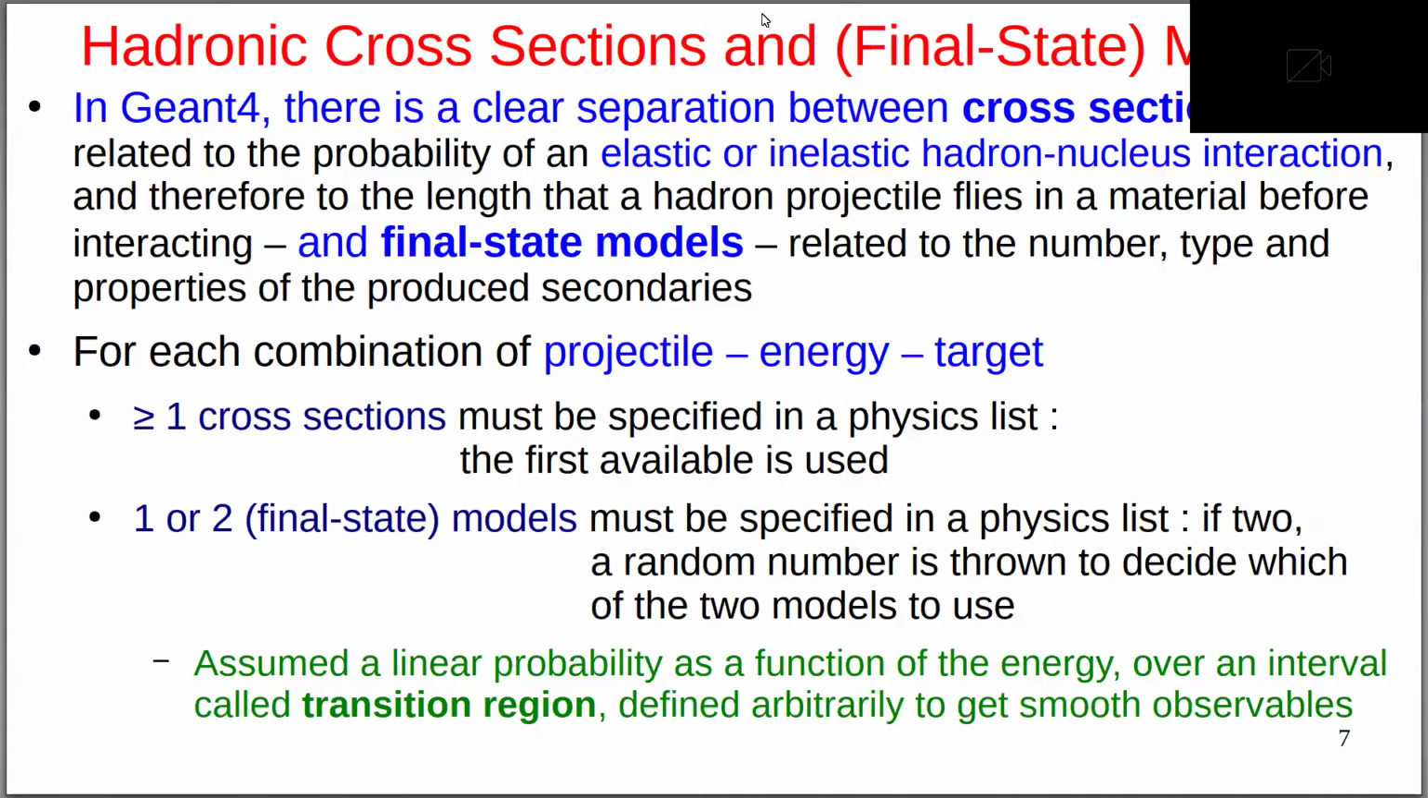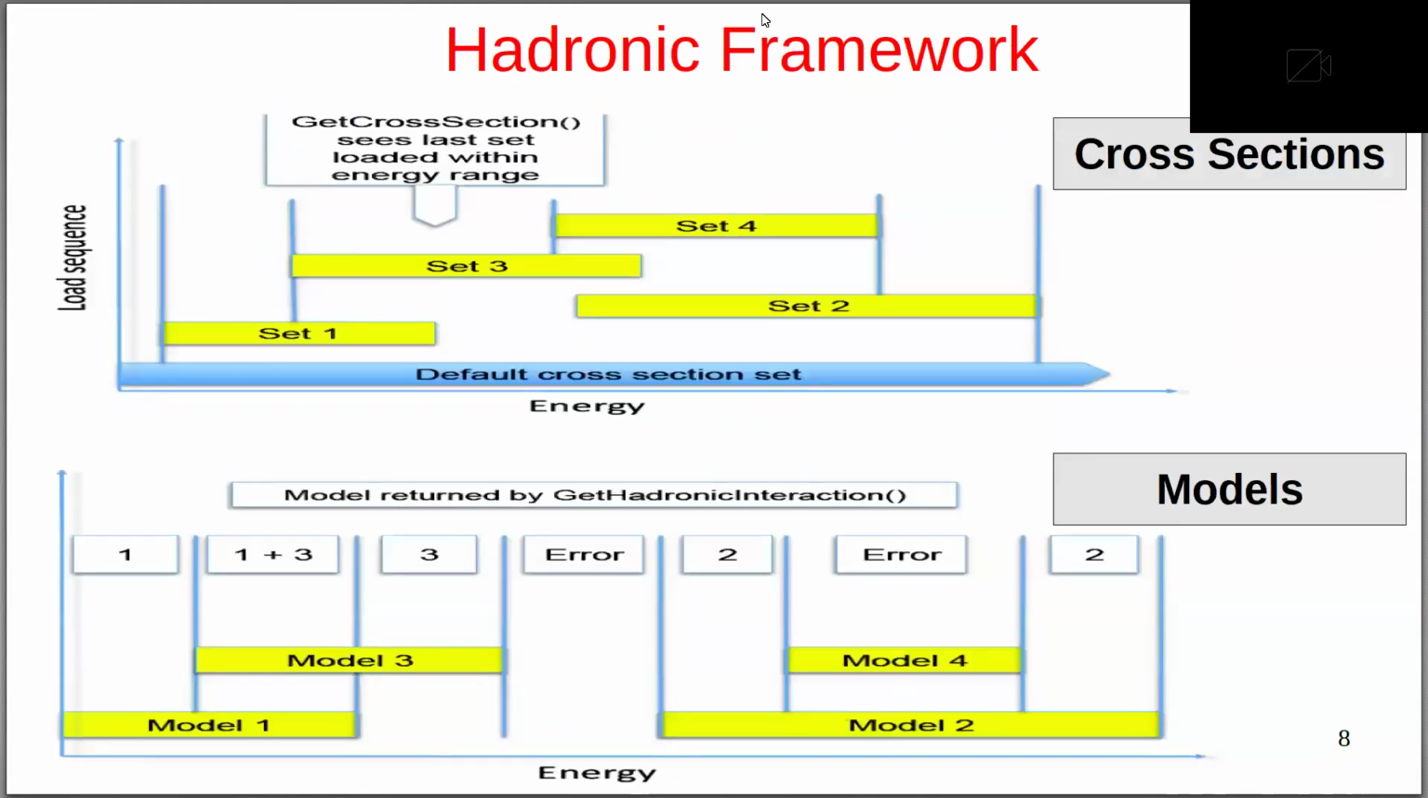We have seen this important separation between the hadronic cross-section and the final state. So the hadronic cross-section tells us how far a hadron will go until it undergoes a hadronic interaction. And the final state model will tell us what is produced by that interaction: which particles, how many, and their properties, the direction, their kinetic energy, and so on.